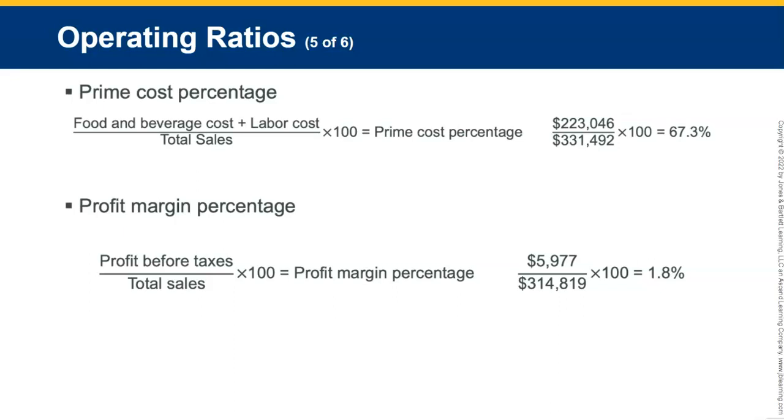Our profit margin percentage formula is profit before taxes divided by total sales multiplied by 100 tells us our profit margin percentage. So our profit before taxes is $5,977 divided by $314,819 multiplied by 100 gives us 1.8% profit margin percentage.